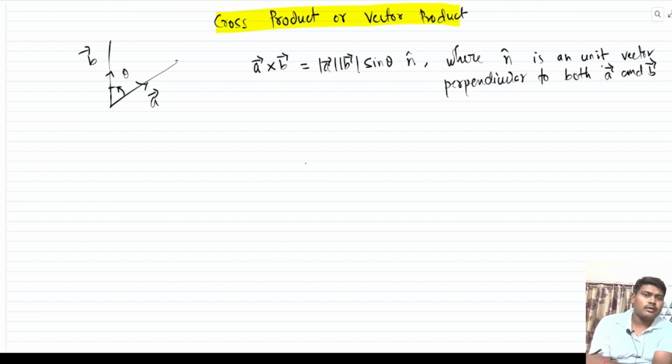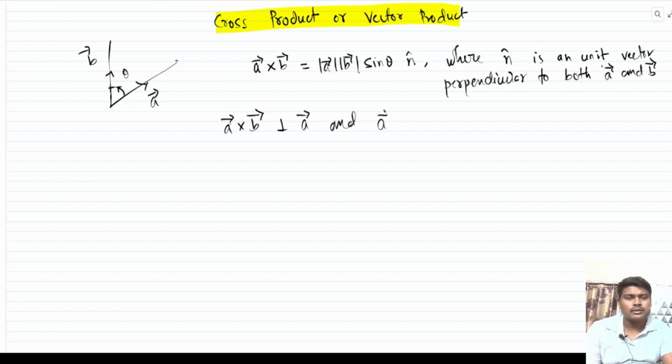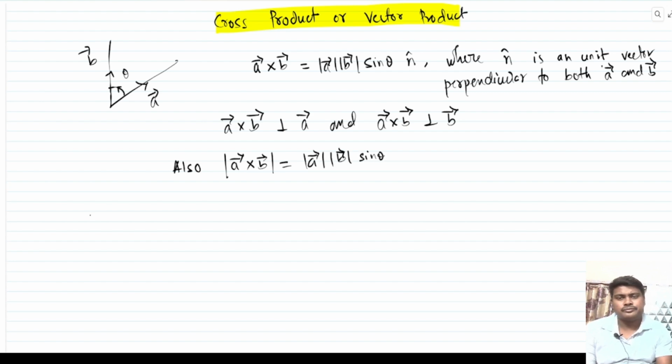Therefore, a cross b is a vector which is perpendicular to both the vectors a and b. A cross b is perpendicular to a vector and a cross b is also perpendicular to b vector. Also, the magnitude of a cross b can be written as mod of a cross b, which is equal to mod a mod b sin theta.